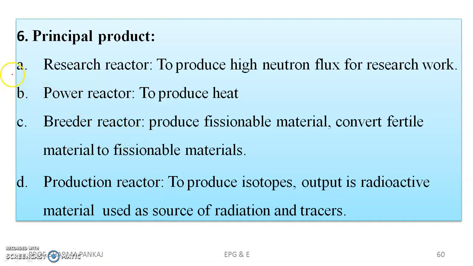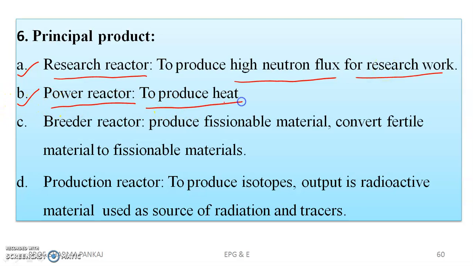The principal products are, first, the research reactor, to produce high neutron flux for research work. Then the power reactor, to produce heat. This is used to produce heat, obviously.